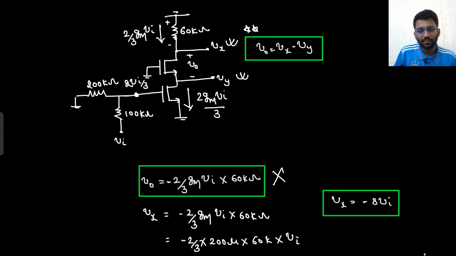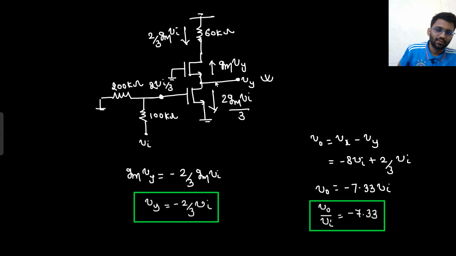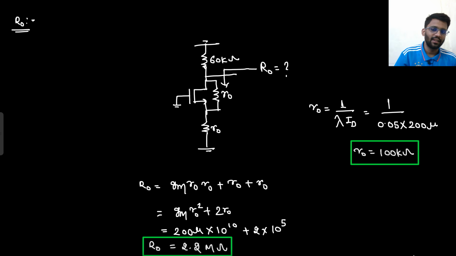So we could find the value of Vx simply by seeing the current was 2 by 3 Gm V in. From there I could find the value of Vx, then I could find the value of Vy as well. So how would you find the value of Vy? For Vy you could just see the simple circuit, where the current would be in the opposite direction. From there you could get the gain, that was minus 2 by 3 V in. So from there you could write the potential of V naught by V in, and then for finding the R naught, it was a very simple circuit. From there we could find the value of R naught, and for the common gate amplifier, what is the output resistance? If you are going from drain to source, that means you need only one step. So Gm R naught 1 R naught 2 plus R naught 1 plus R naught 2. Based on that we could find the value of R naught, and small R naught value you could find from 1 upon lambda ID. Small R naught value would have been 100 kilo ohm.